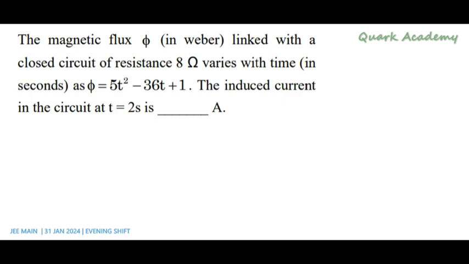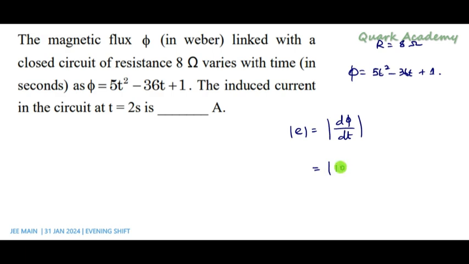In this question, we need to find the induced current. Here the magnetic flux is given with respect to time, that is 5t squared minus 36t plus 1. Also, the resistance of the circuit is given, which is 8 ohm. So first we need to find the induced EMF. The magnitude of induced EMF is the rate of change of magnetic flux. So let's concentrate on the magnitude only. Let us not worry about the sign. So we need to differentiate this magnetic flux with respect to time. When we differentiate, we get 10t minus 36.